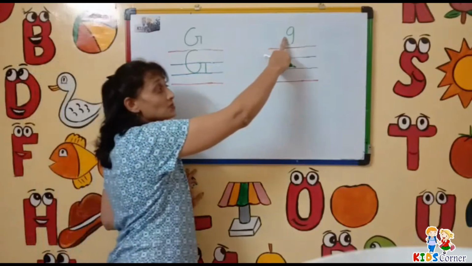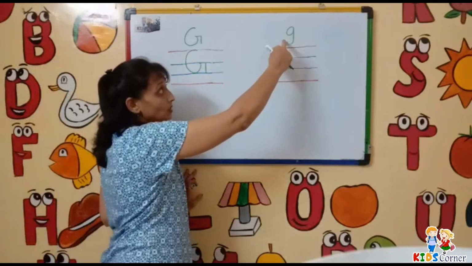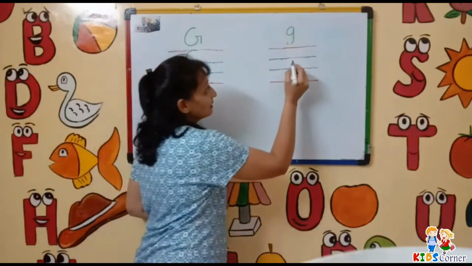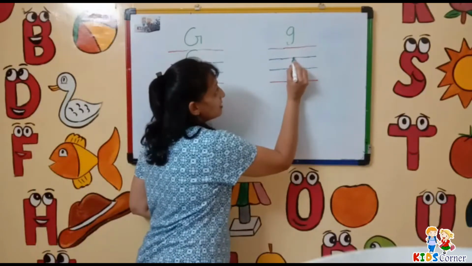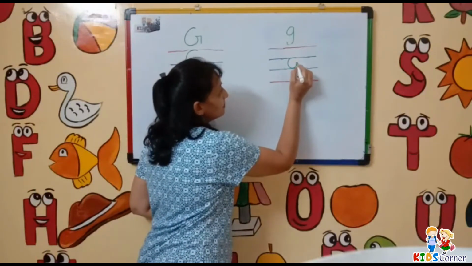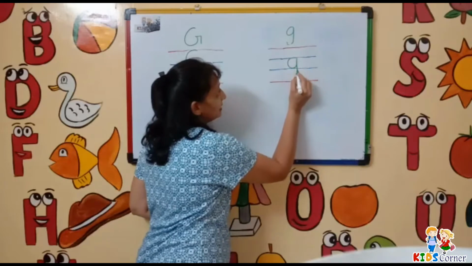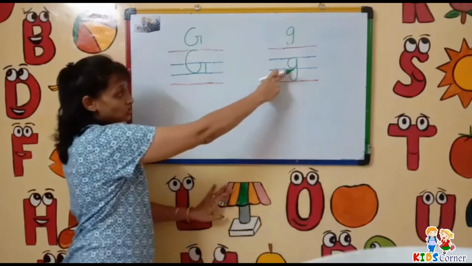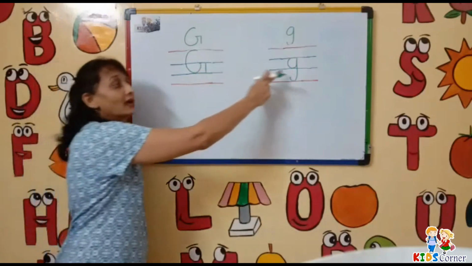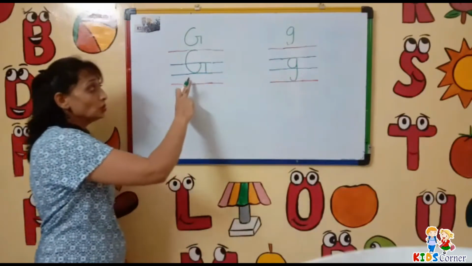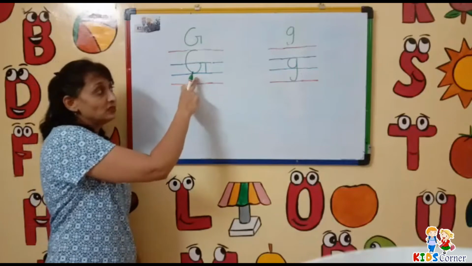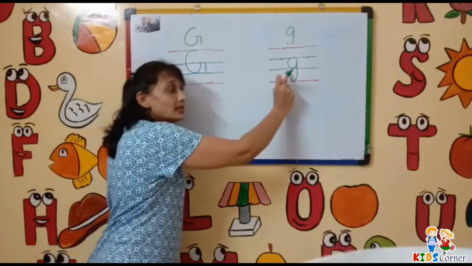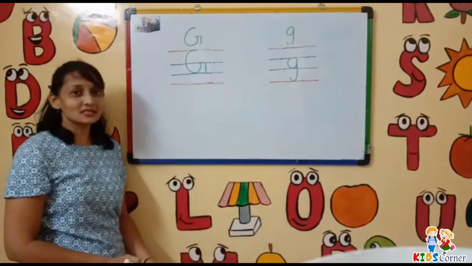But this is small g, which you have to learn. So how will we write small g? We make a small curve in the blue line, standing line and a small curve. This is small g. This is capital G and this is small g. So you have to practice this capital G and small g and send it to us.